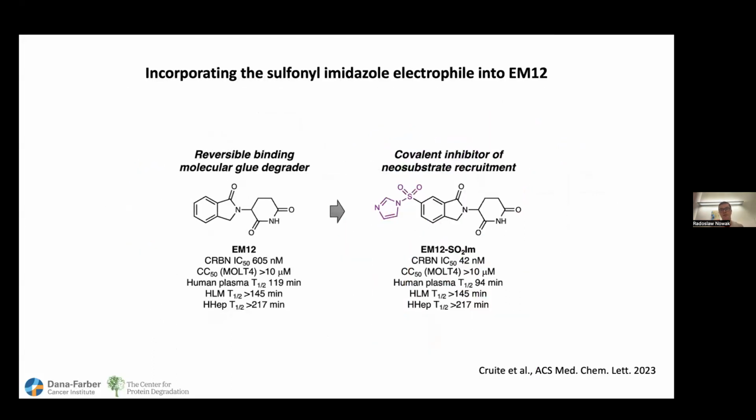In subsequent work that has been recently published, we are also able to show that we can substitute the fluoride in this case for an imidazole, and that happens to be a very good leaving group, which also allows us to maintain cereblon engagement and also really nice plasma stability, human liver microsome stability, and human hepatocyte stability comparable to the parental molecule EM12.